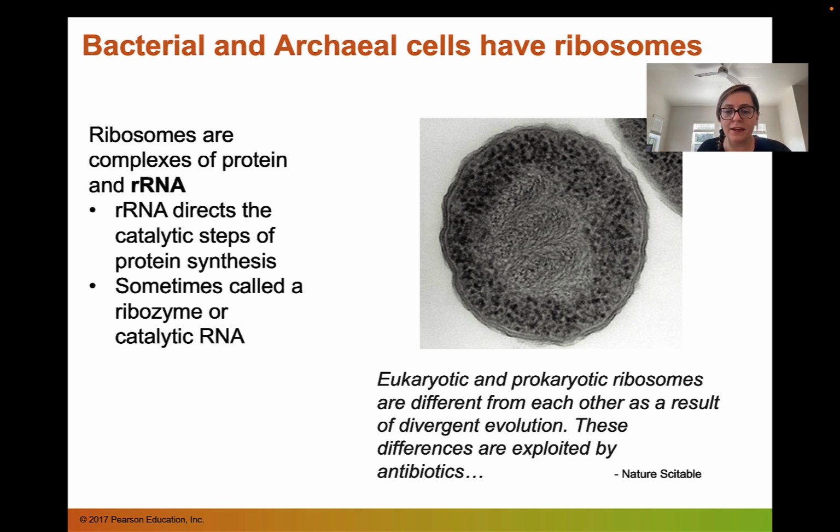Sometimes rRNA is also called a ribozyme or catalytic rRNA, in reference to it directing those catalytic steps. And an interesting fact is that eukaryotic and prokaryotic ribosomes are different as a result of divergent evolution. So a lot of antibiotics on the market target ribosomes from bacterial species, but those same antibiotics don't affect our ribosomes because they're just different enough to give specificity to those drugs.